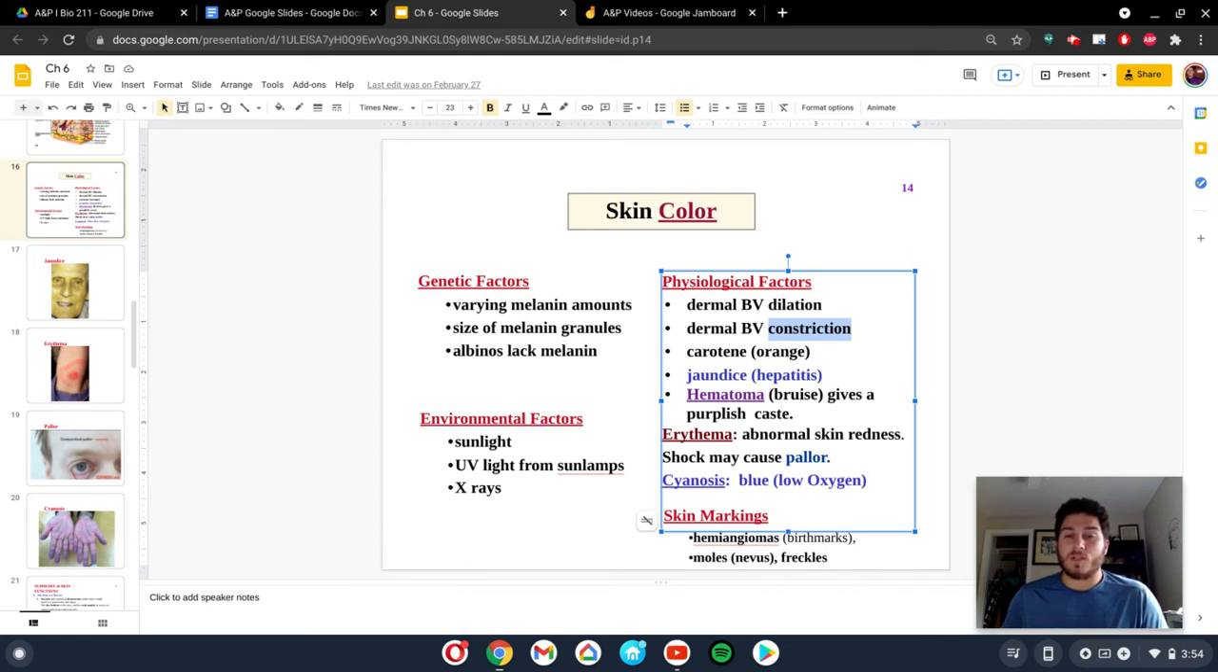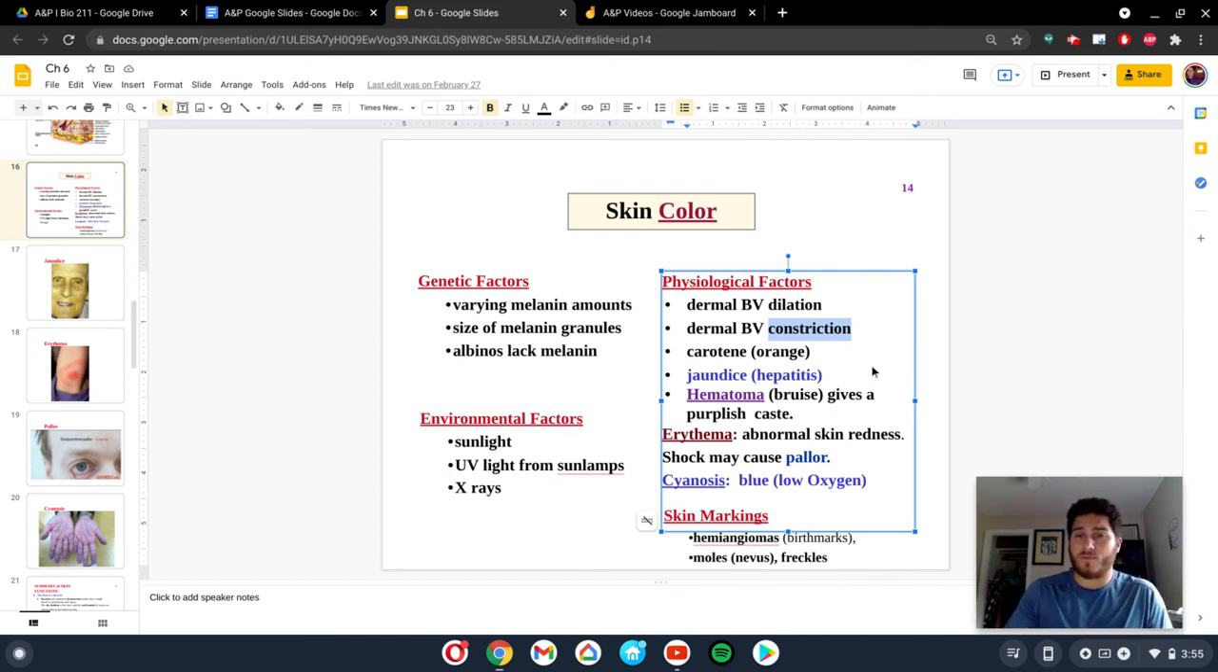Erythema, this is going to be redness, usually because of some sort of skin irritation. The next one up is pallor. This is when there's a whitening of the skin, so less blood flow going to the area. This is usually a cause of shock. And then cyanosis, this is when you're not getting enough oxygen and you're going to see blueness in the skin.